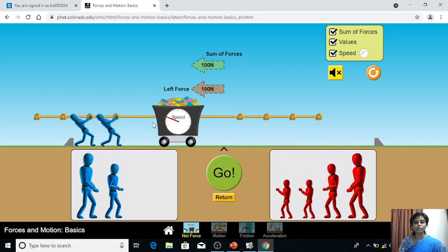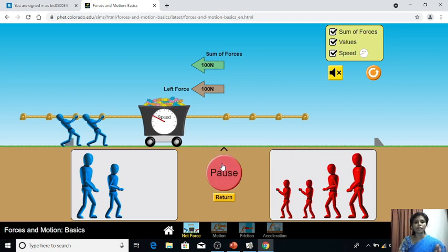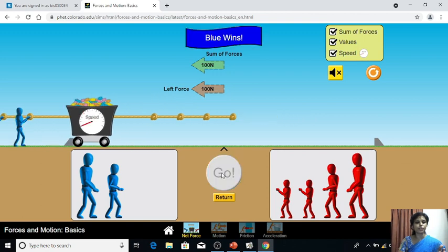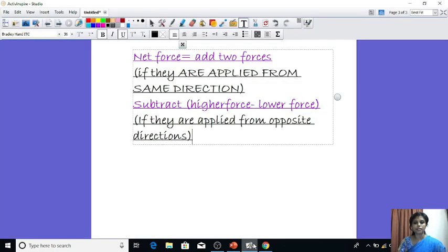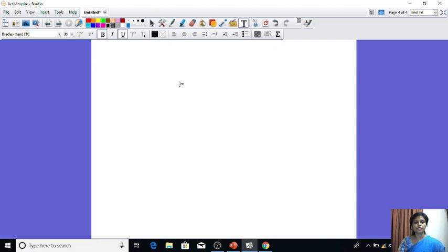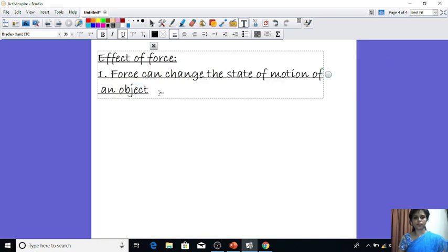So the cart has changed its state of motion. Earlier it was in rest position. Now as we start applying force, it starts moving. So it is in motion now, right? So force can change the state of motion of an object. So here we can write that force can change the state of motion of an object, right? So what more can it do?